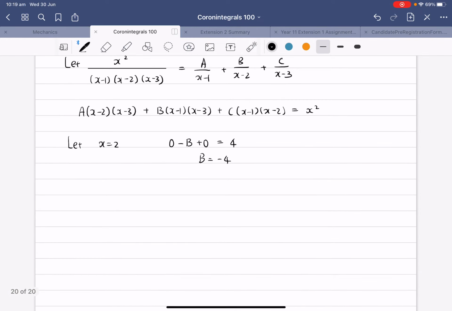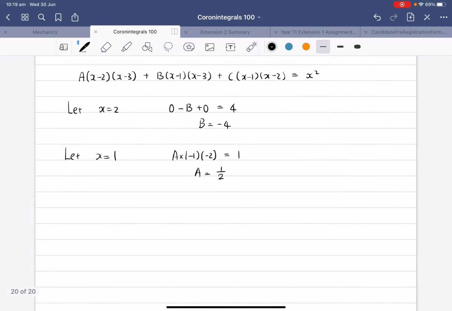Once we have b equal to minus 4, we can let x equal 1. We can cancel the middle term and the last term, so we can find the value of a. That gives a times minus 1 times minus 2, which is 2, equal to 1, so a is equal to a positive half. The last one is we let x equal 3. We cancel the first and second terms, leaving the last term, so we can solve for c. So 2c is equal to 9, which is 3 squared. So c is equal to 9 over 2.